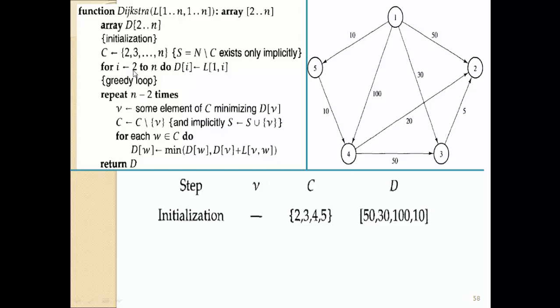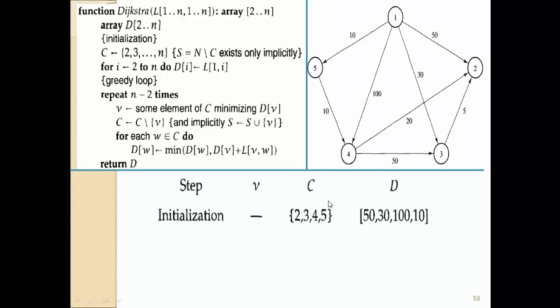When the value of I is equal to 3, at that time D of 3 is equal to L of 1 to 3. It means the direct length from 1 to 3, and the value is 30. So we are storing 30 inside the D. Likewise, we have to store the direct length from 1 to 4, that is 100, and 1 to 5 is equal to 10.